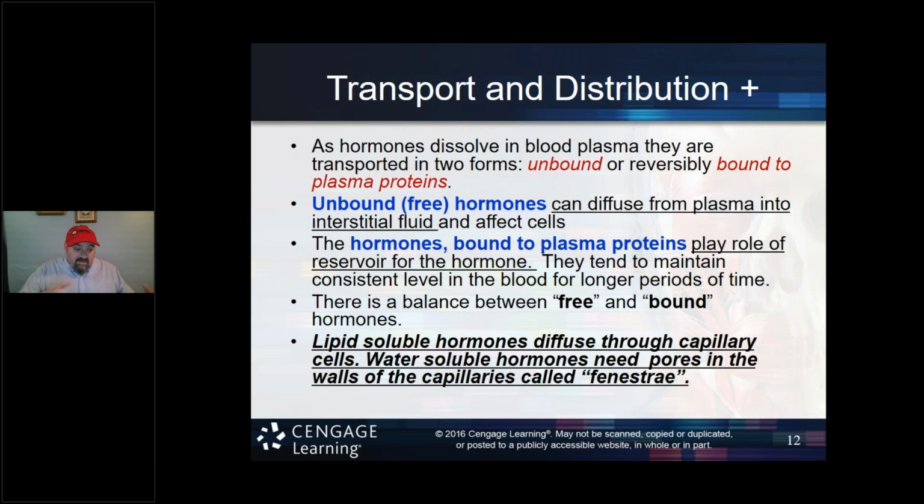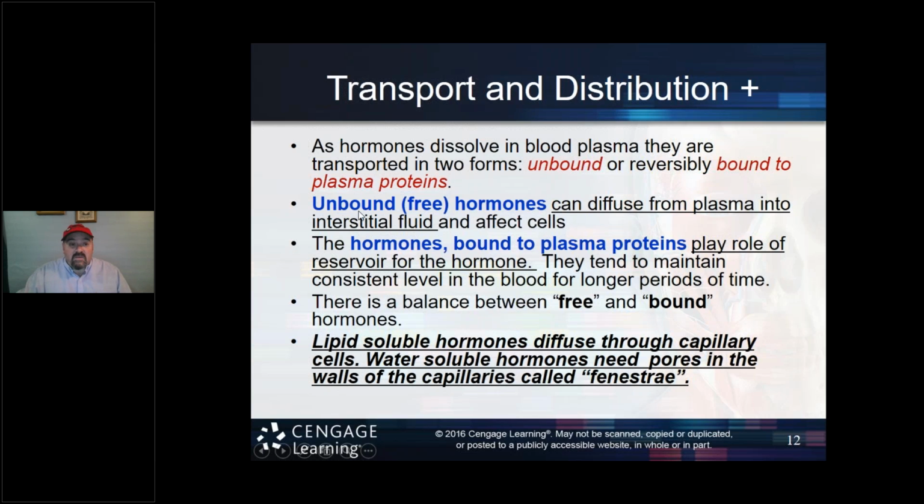Imbalances in maintaining that fluid level within the cardiovascular system can affect blood pressure, and can cause edema, in the lower extremities in particular, right? So plasma proteins play a role in solute concentration within the blood. Blood cells, absolutely, play a part in that, as well as these plasma proteins produced in the liver and released into the blood. Now, as far as these hormones are concerned, they can either be unbound or bound to these plasma proteins as they travel in the blood to their target tissues.